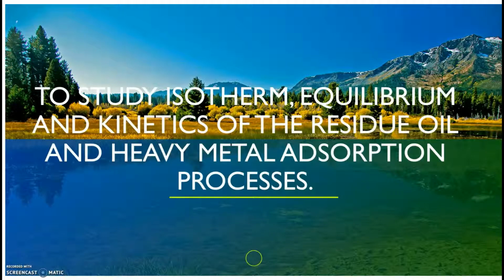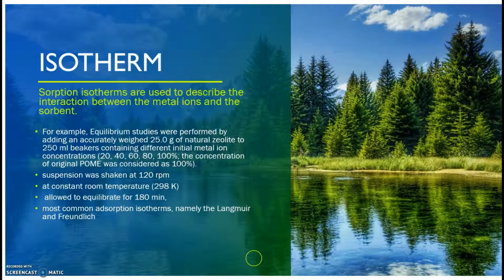I'm going to explain about the studies about isotherm, equilibrium, and kinetic of the residue oil and heavy metal absorption process. Okay, isotherm. What is isotherm? Isotherm is used to describe the interaction between the metal ions and the solvent. For example, that I take from the Journal of the Chemical Engineering Taiwan.